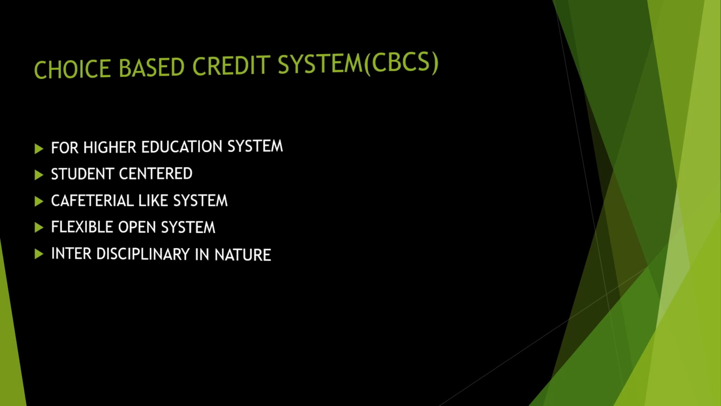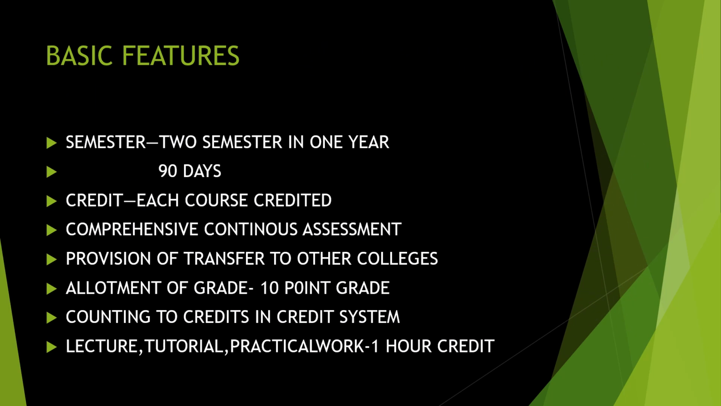Next are the basic features. What are the basic features of choice based credit system? That is the semester. Semester means in one year you have 2 semesters. If it is the first year of a degree, you have the first semester and the second semester, and in the second year also you have 2 semesters, the third semester and fourth semester. And for the third year you have the fifth semester as well as the sixth semester.